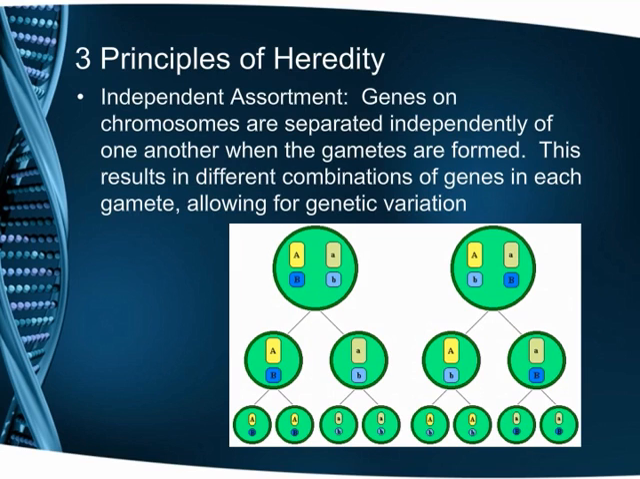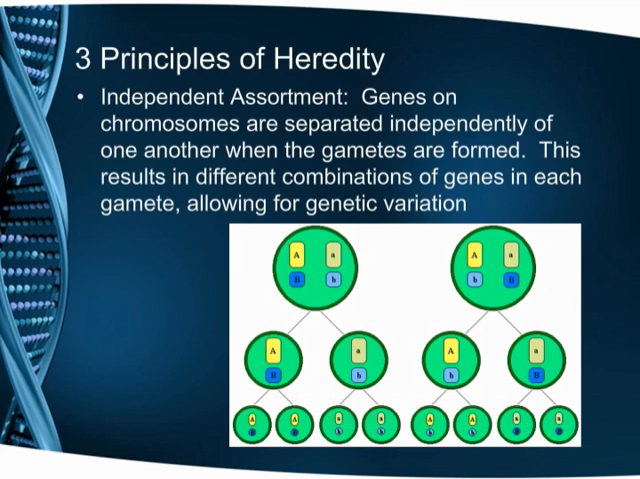In the first parent, there is a big A and a big B and a little b. Now, if you look way down at the bottom, where that parent has produced the gametes, 4 cells, you will see that some of them have a big A and a big B, and some of them have a little a and a little b. But the big A and the big B don't have to go together.